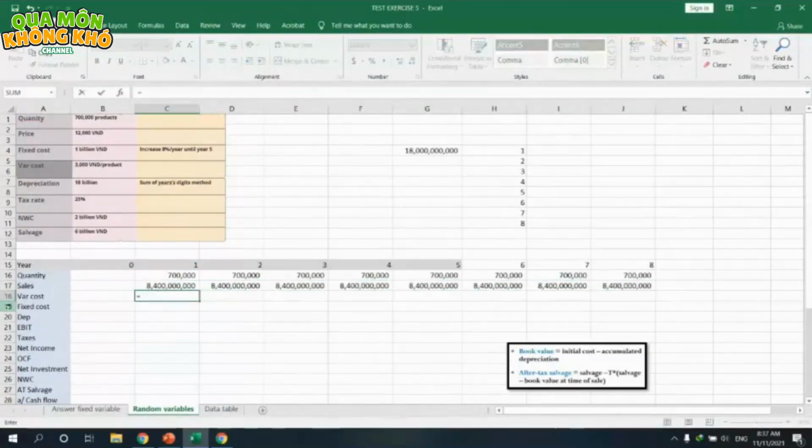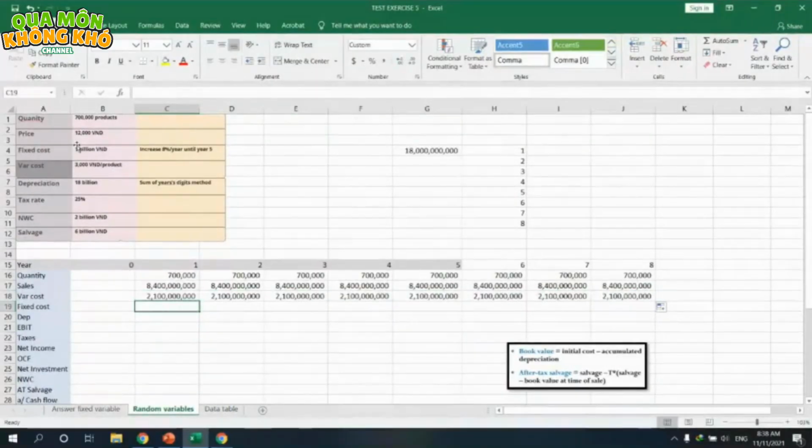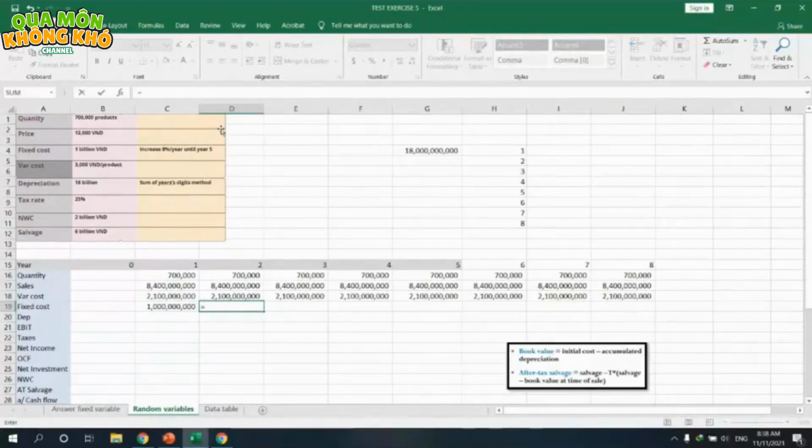And the variable cost is 3,000 per product. We take 3,000 multiply with the quantity in 5 years too. And next is the fixed cost, which is 1 billion. And it is said to be increased 8% per year to year 5. Okay. This multiply with 1.04 to the power of 8. And it will be increased in 5 years only.